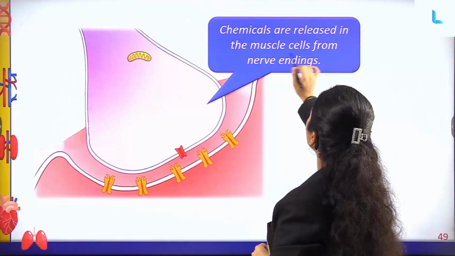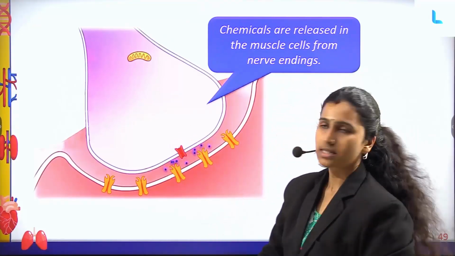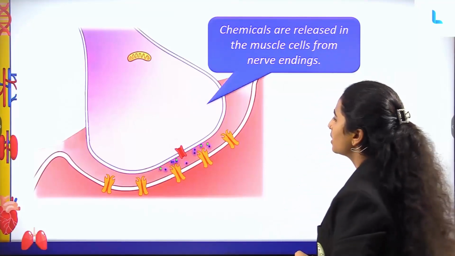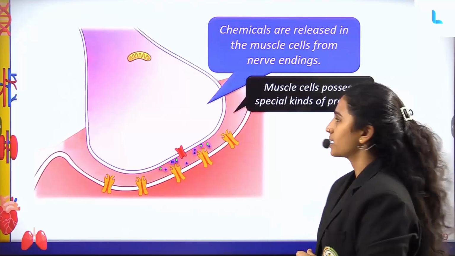So chemicals are released into the muscle cells from the nerve endings. From the nerve endings they are released to the muscle cells.